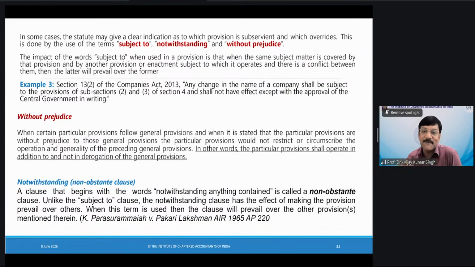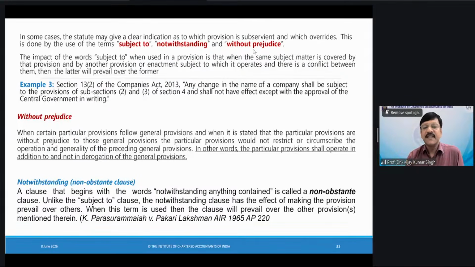It is saying subject to the trademark requirements. It is saying subject to the registration requirements. So you can change the name, but the change of name has to be subject to the requirements which are mentioned in such section. I hope you have got the term subject to.